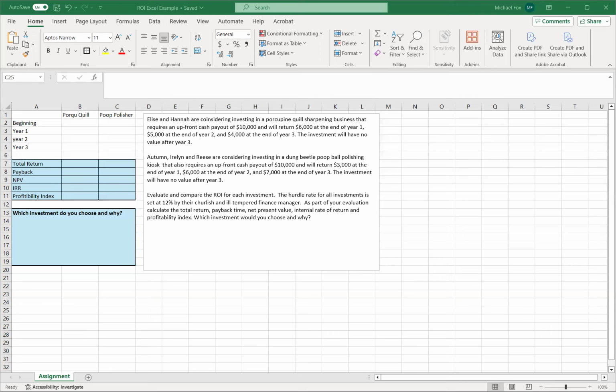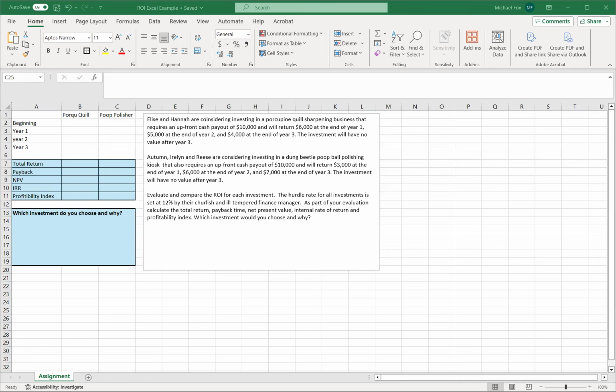So up on the screen, I've got just an example problem. It's very similar to the assignment problem for this chapter. You can see that we're comparing two investments. The first investment requires a $10,000 cash payout up front and then returns $6,000 at the first year, 5,000 at the end of the second year, and 4,000 at the end of the third year. The second investment opportunity also requires a $10,000 upfront cash payment, and it returns 3,000 at the end of the first year, and then 6,000 at the end of the second year, and 7,000 at the end of the third year.